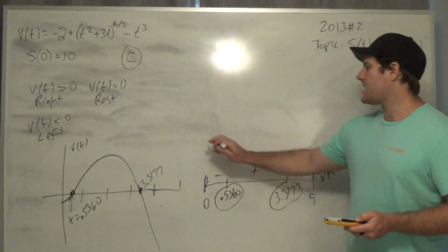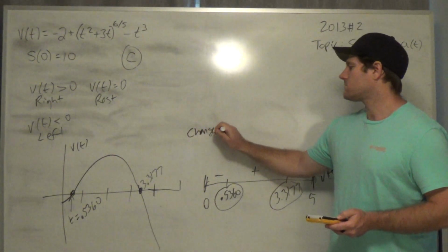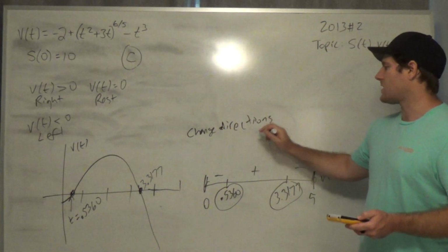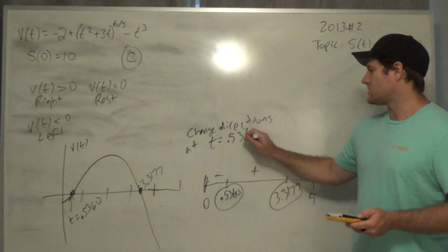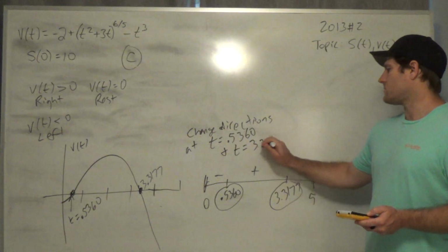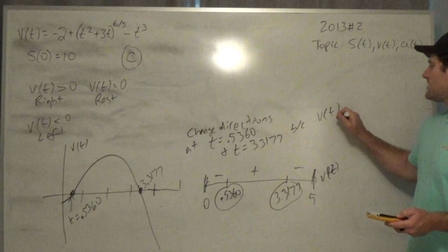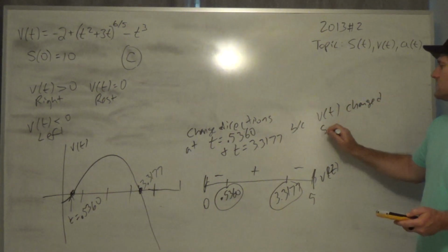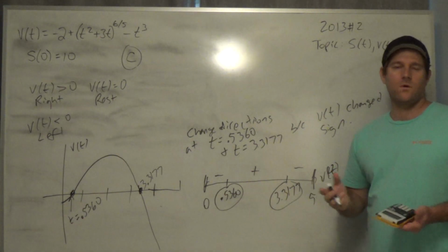So you would say, change directions. Because notice I'm repeating what they asked. So change directions at time equals 0.5360 and time equals 3.3177 because velocity changed signs. Now you could specifically say change from positive to negative or negative to positive, or just change signs is fine.